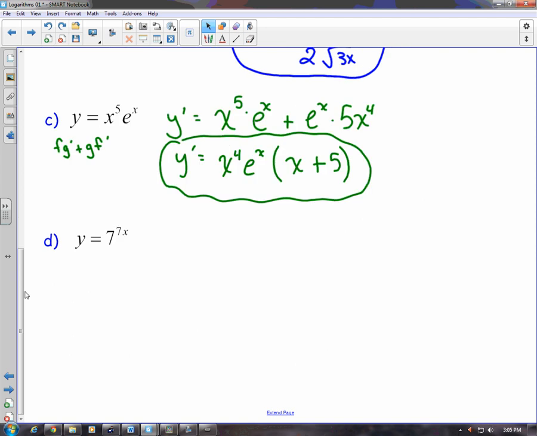All right, this last one here is a little bit different. If we break this apart, our original function is y equals 7 to the power of u, where u is 7x.